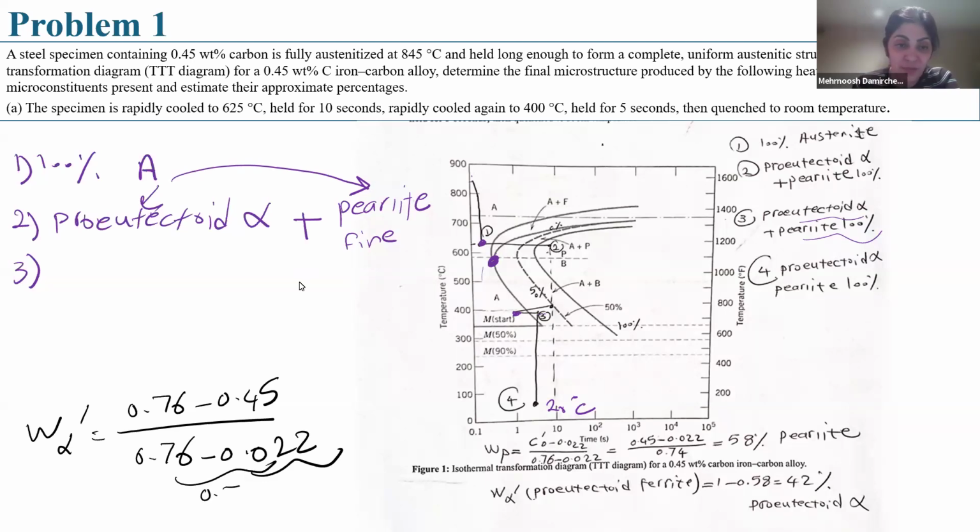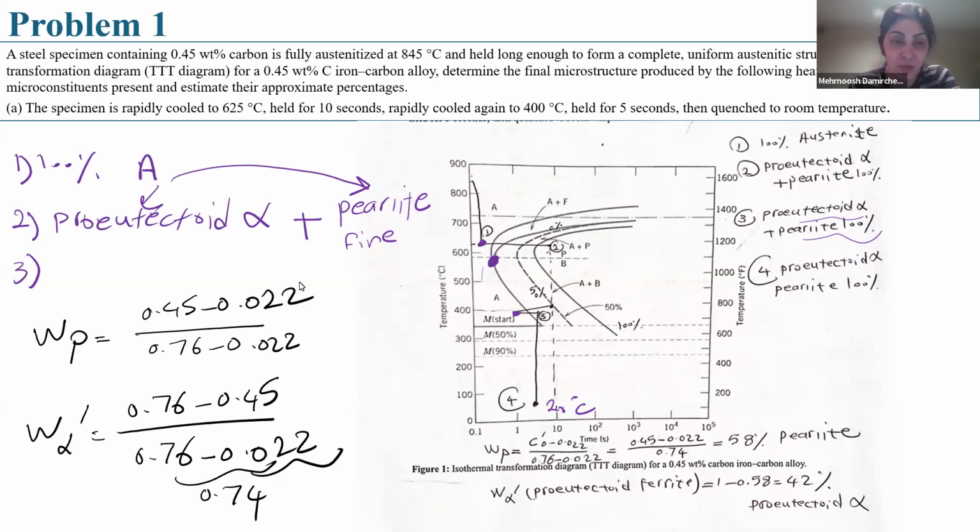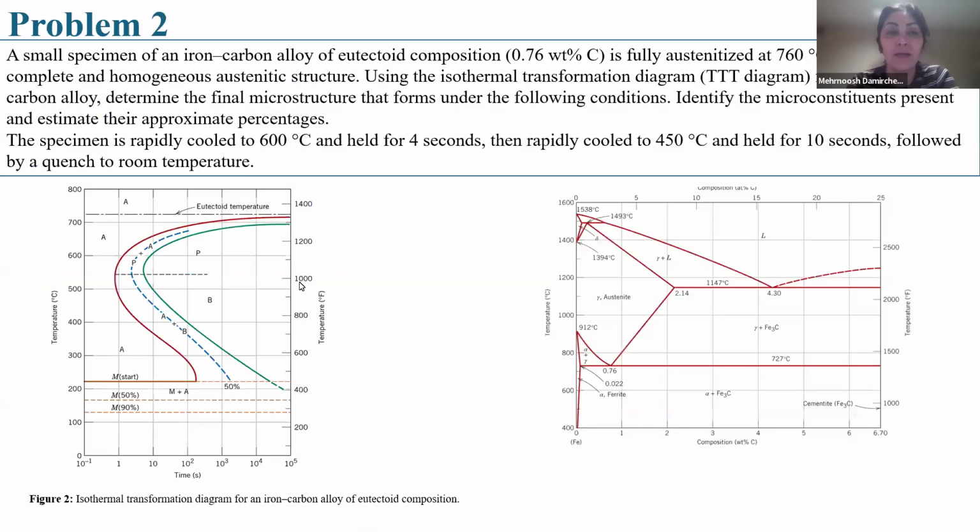That gives us 0.42. What about W of pearlite? For W of pearlite, exactly, we use the lever rule, and it is the side that is far from the pearlite. It should be 0.45 minus 0.022 per total length. It is 0.76 minus 0.022. For this problem that is 58% pearlite or fine pearlite and 42% proeutectoid alpha or ferrite. Okay, next problem.